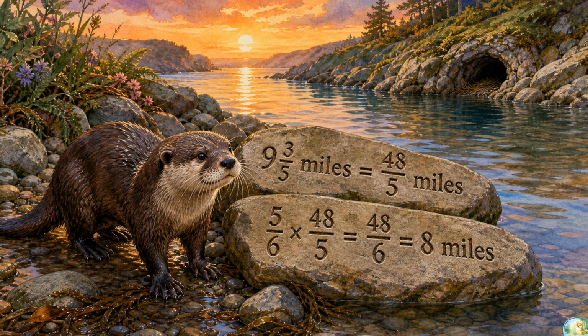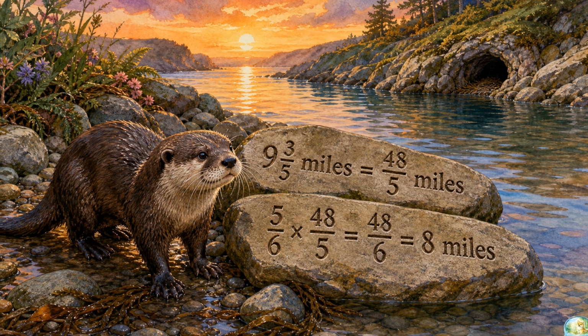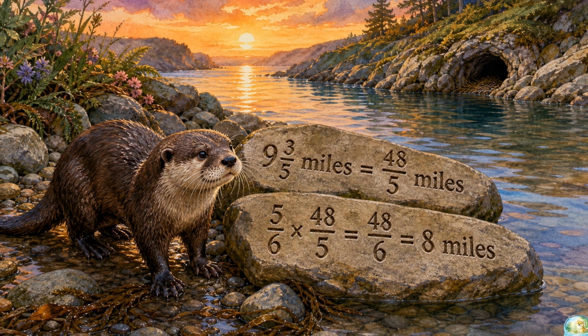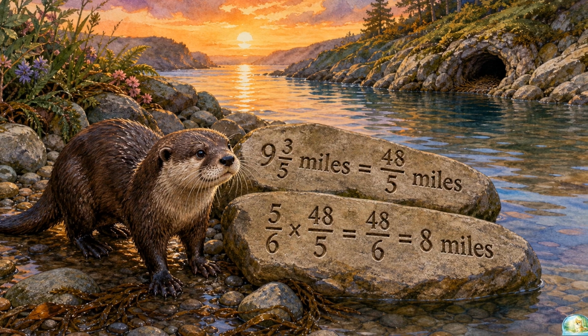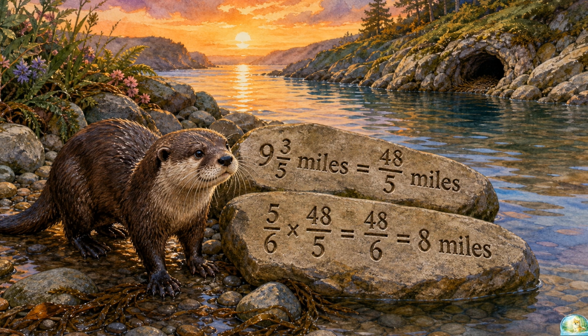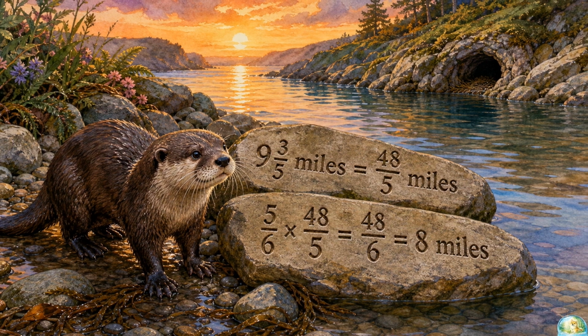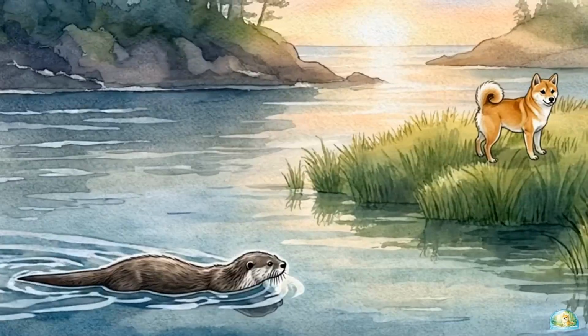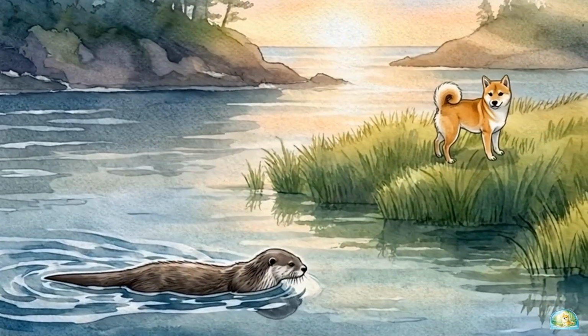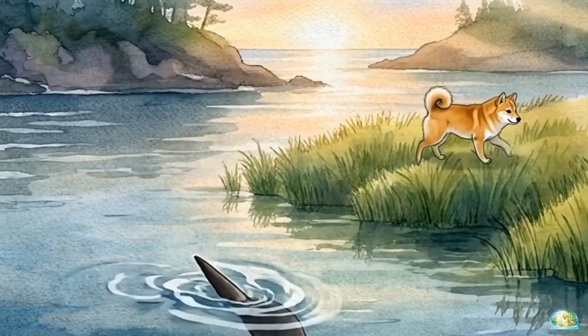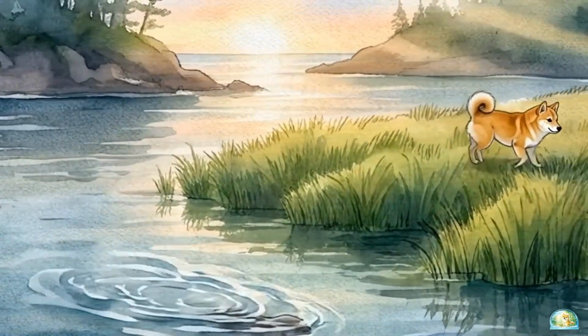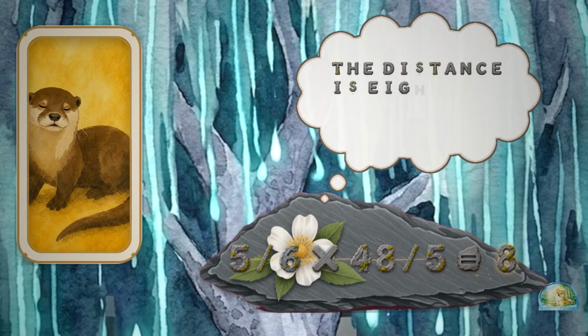Looking back across the cove, the process holds true. Represent the physical context, convert your mixed numbers, multiply the numerators and denominators, simplify your result, and always keep the correct physical unit. With all the distances finally calculated and the morning tide settling, the cove returns to quiet for the day. 5/6 of 48/5 equals 8 miles.